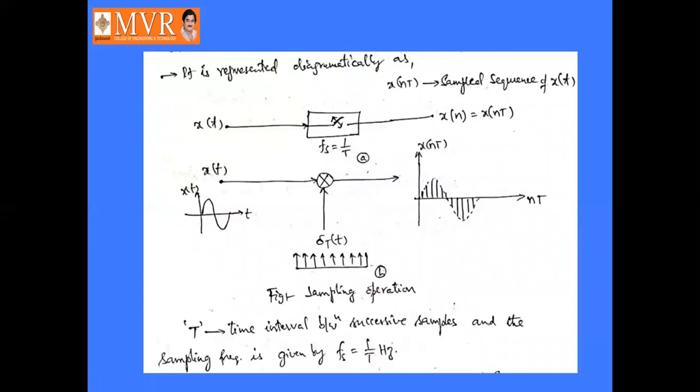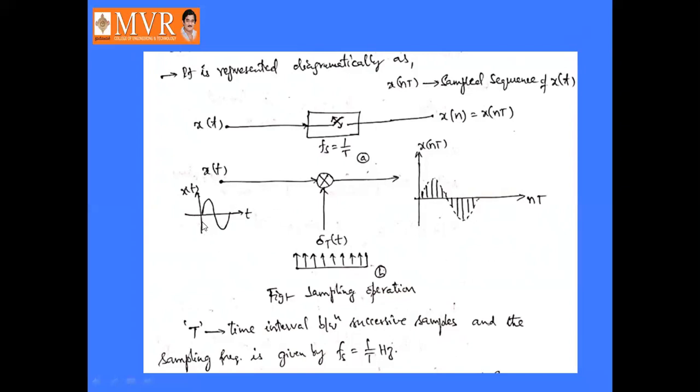It is represented diagrammatically as follows. x of t is the input to the system, with sampling frequency fs equal to 1 by T. Its output is x of n equal to x of nT. So the continuous time signal x of t is converted into a discrete time signal x of n equal to x of nT. These are the samples, so x of nT is a sampled sequence of x of t. We can also represent this as x of t multiplied with a train of impulses, delta T of t. By multiplying these two, we get the sample sequence x of nT.